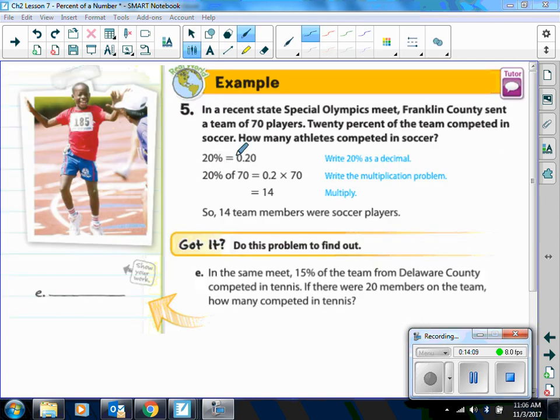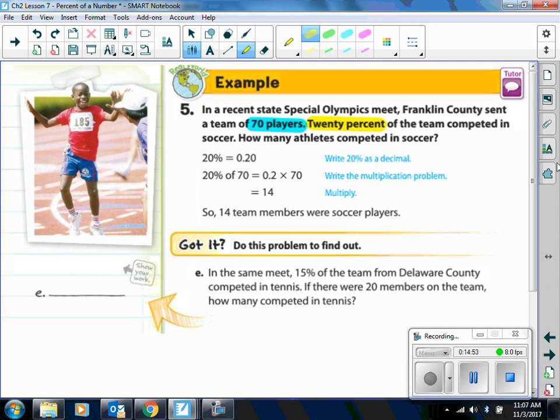So example 5 says, in a recent state Special Olympics meet, Franklin County sent a team of 70 players. Okay, 20% of the team competed in soccer. How many athletes competed in soccer? So we want to know what is 20% of 70. So we're going to change that 20% to a decimal. You're just going to move the decimal 2 places to the left, or you could change it to a fraction, right? And then you're going to multiply the 2/10 times 70. So you get 14 team members who are soccer players.